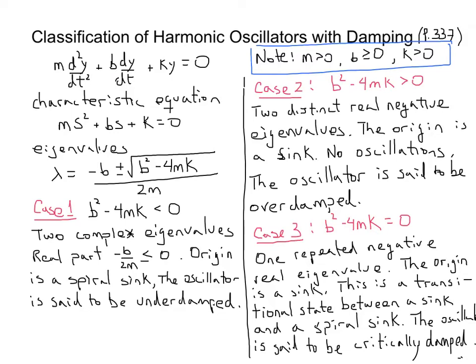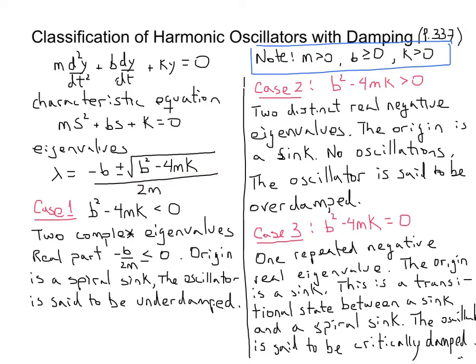But in this discussion, I want to remind you that M, of course, is a mass, always positive. K is a spring constant, of course, always positive. And B, the damping coefficient, is positive, but we also will consider the case when B equals 0, when there is no damping. The characteristic equation should look familiar to you at this point. And from this equation, we compute eigenvalues. This is a quadratic equation, so you're seeing the quadratic formula.